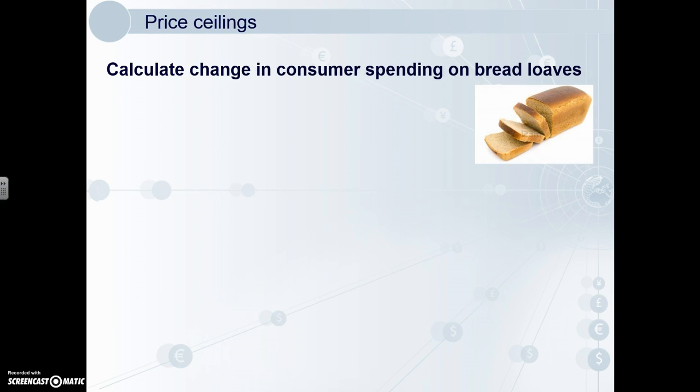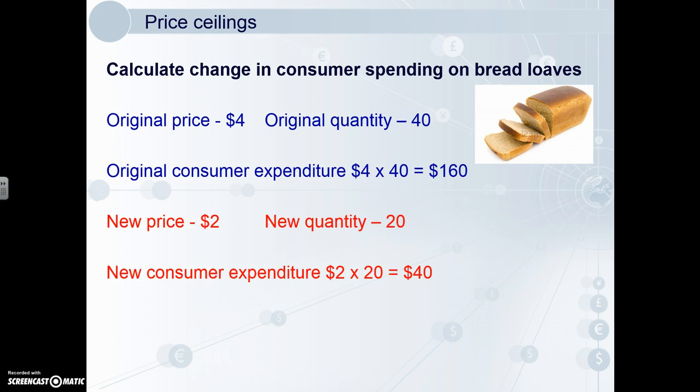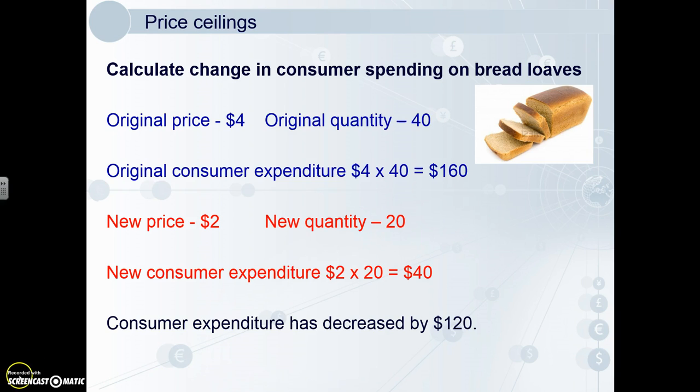Now, you may be asked to calculate the change in consumer expenditure due to the ceiling. This is really as simple as it sounds. What did they spend before the ceiling, and what did they spend after? So, some really basic maths. We see that at first they spent $4 on 40 loaves of bread, $160, then $2 on only 20 loaves of bread, so that equals $40. So consumer expenditure has decreased by $120.